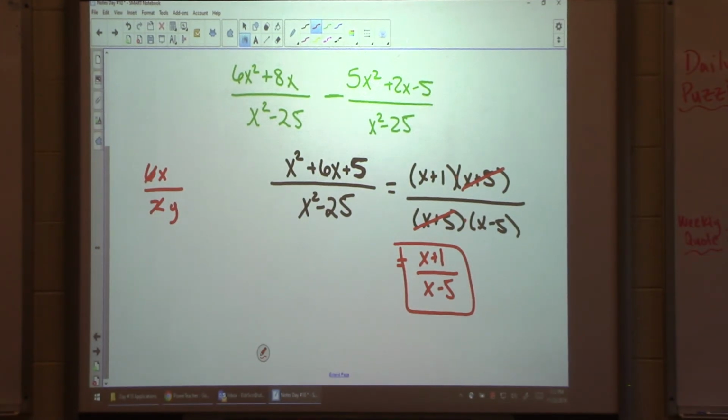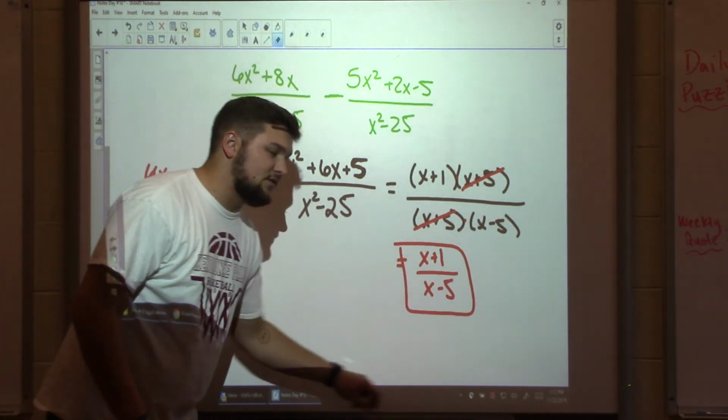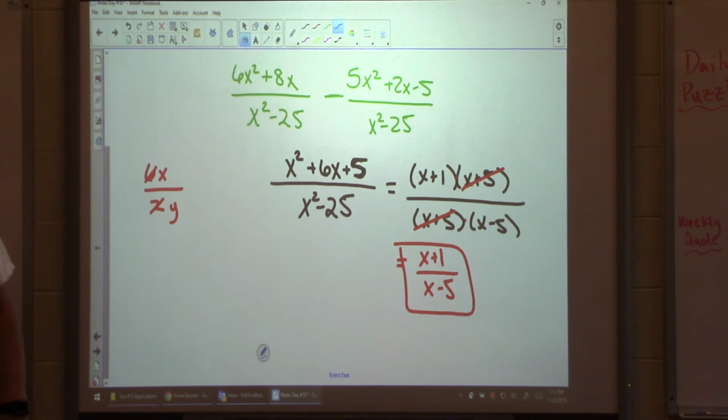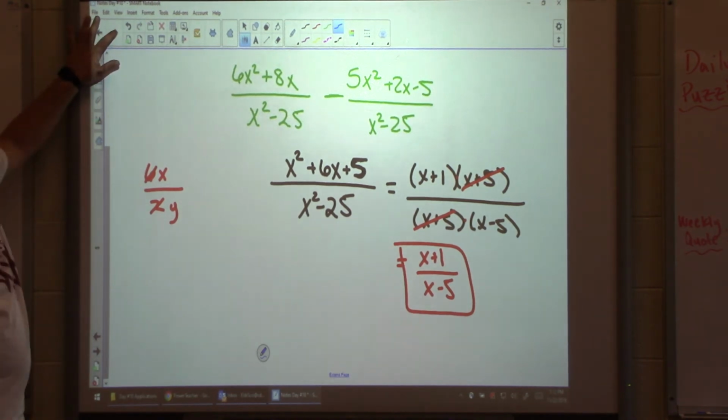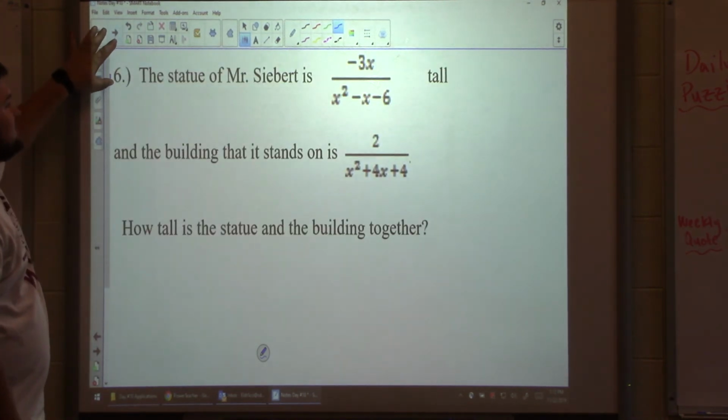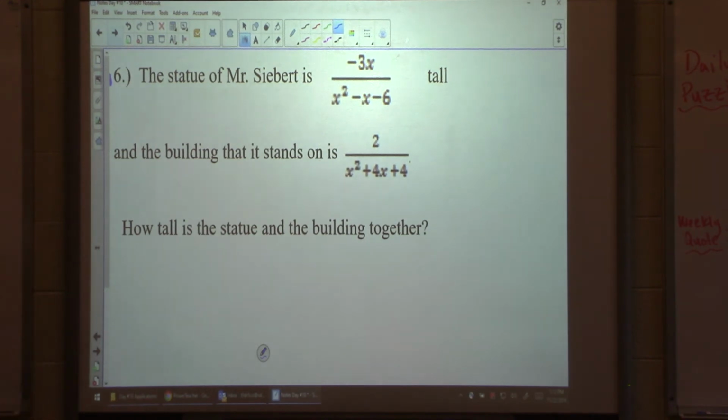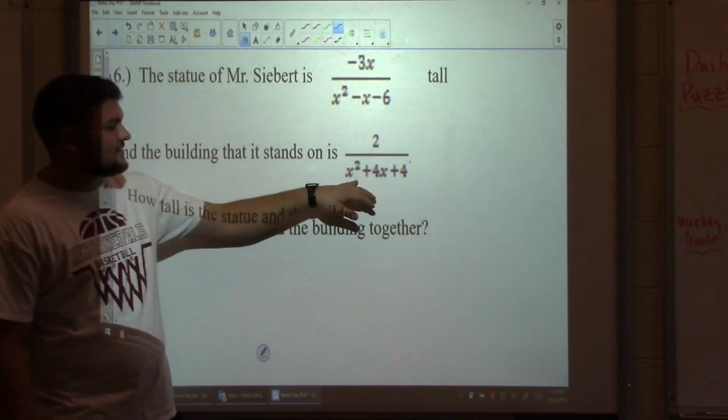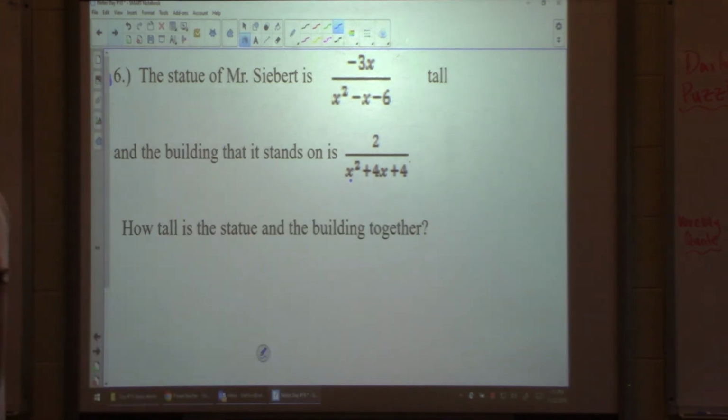Alright, so that was the easy addition subtraction problem, right? The next one's not going to be so easy. Are we ready for it, you think? Alright, let's do it. Number 6. The statue of Mr. Siebert is negative 3x over x squared minus x minus 6 tall, and the building that it stands on is 2 over x squared plus 4x plus 4 tall. How tall are they together?